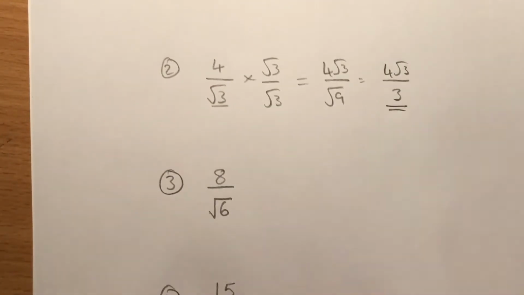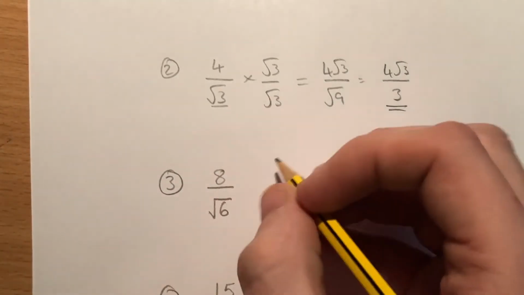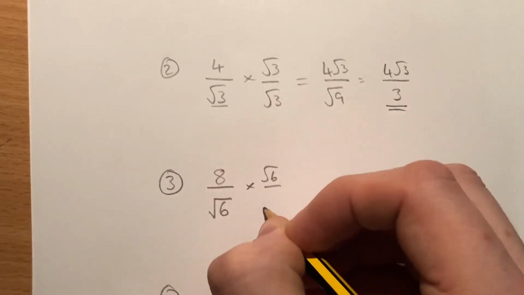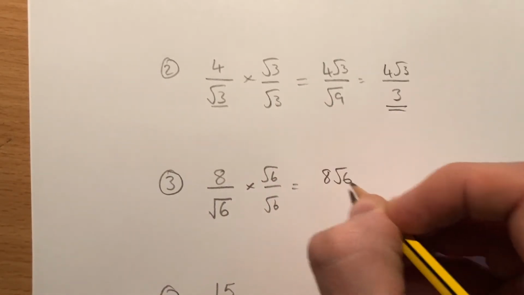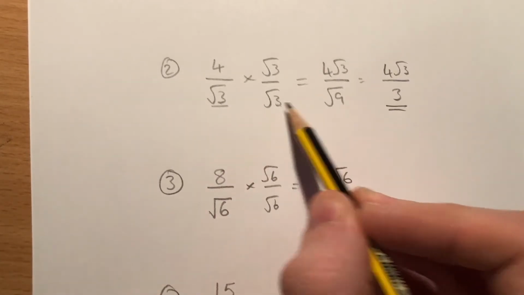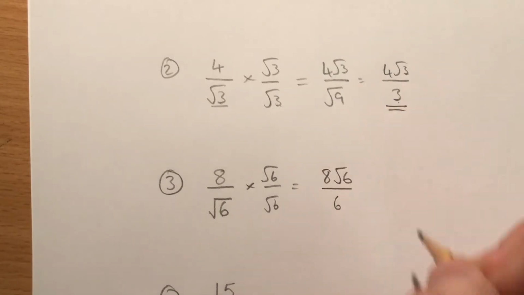Now, there's going to be a few exceptions to this rule in terms of leaving it at that point. 8 upon root 6, we times top and bottom by root 6. And we're going to have 8 root 6 on the top. And since we know that root 3 times root 3 is 3, root 6 times root 6 we know is just going to be 6. I'm going to skip that middle step out.